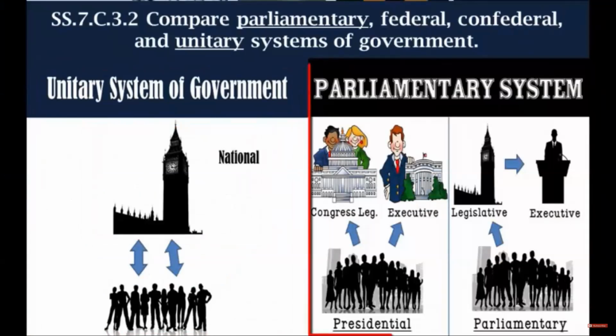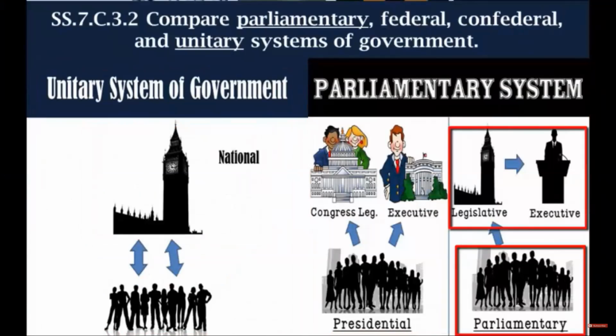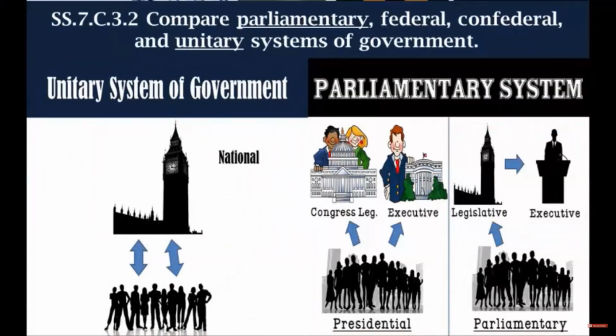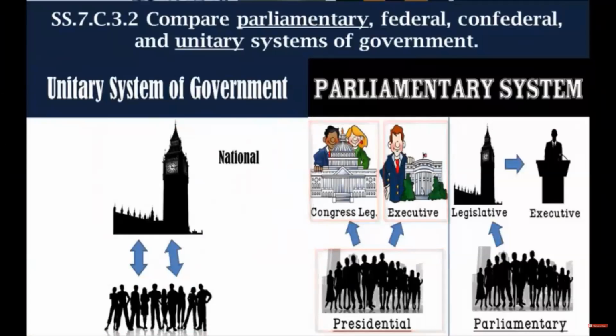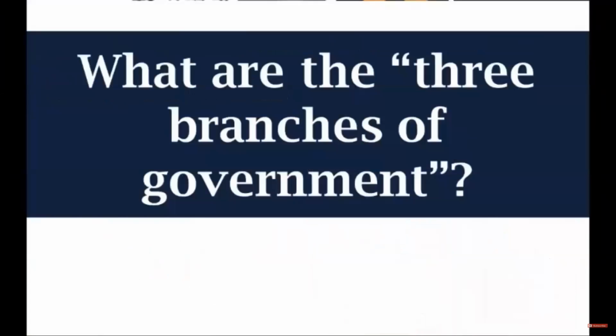A parliamentary system of government isn't about levels of government, but about branches. In a parliamentary system, the executive, often called the prime minister, is chosen by the legislative branch, often called parliament. This is different from our presidential system, in which the people vote for the legislative branch, but they also choose the executive or president. So what do you need to know about the three branches?